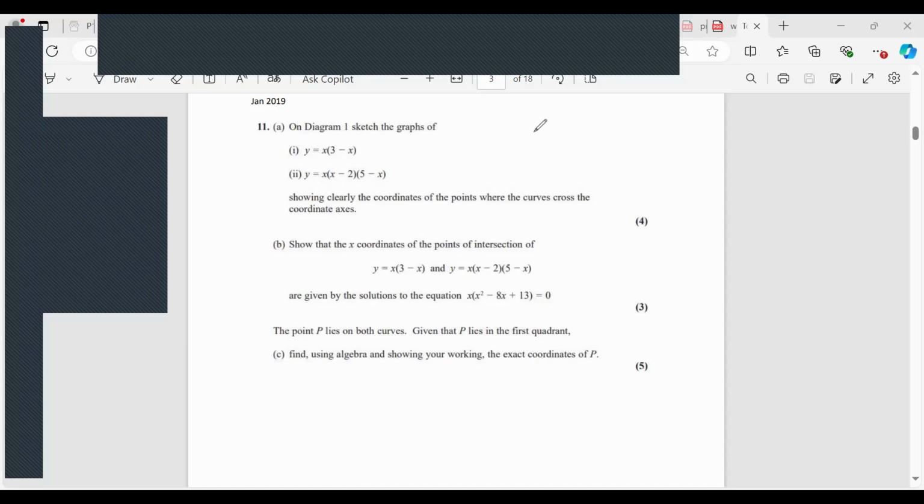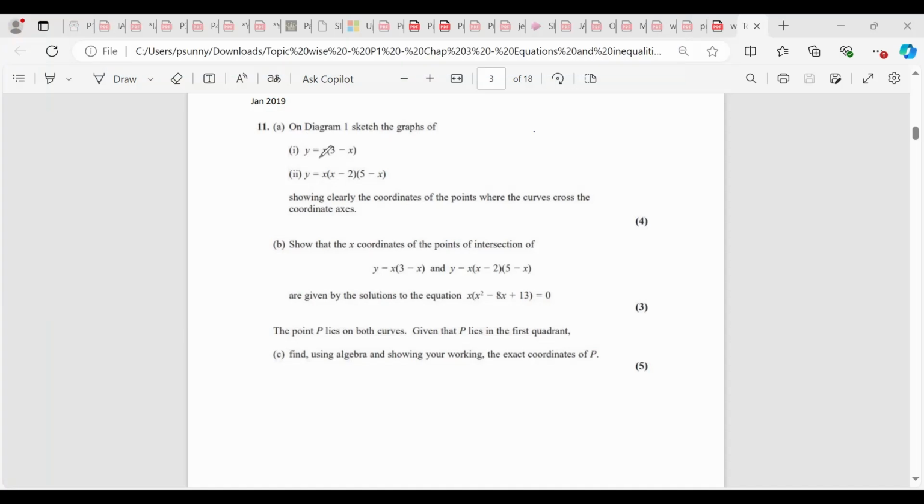This is Jan 2019 Pure Math 1, Chapter 3, Equations and Inequalities. On diagram 1, sketch the graphs of y equals x into 3 minus x, which is a quadratic, and y equals x into x minus 2 into 5 minus x, which is a cubic, showing clearly the coordinates of the points where the curve crosses the coordinate axis. So let's start with the first one, y equals x into 3 minus x.